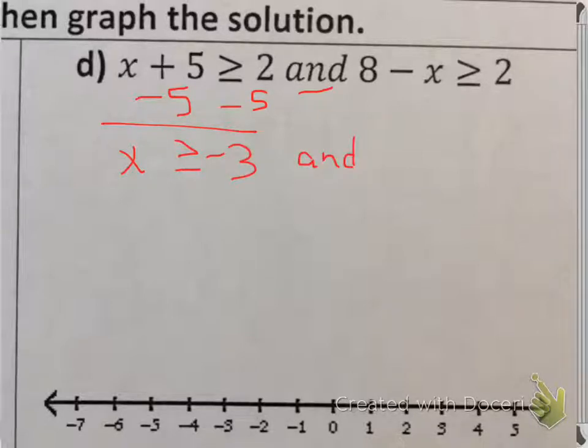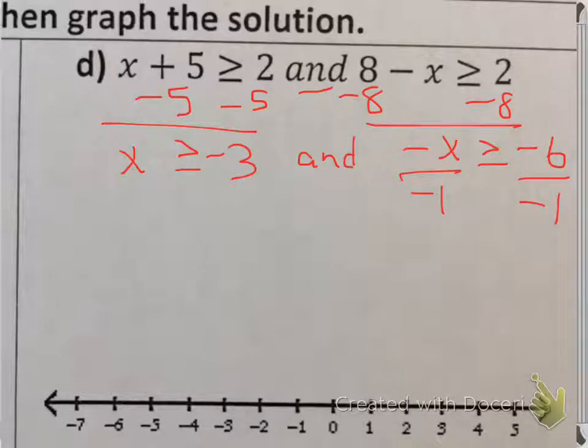And then I have to solve the other one. So I have to first start by subtracting that 8 over, and I get negative x is greater than or equal to negative 6. I have to get rid of that negative on the x, so I'm going to divide both sides by negative 1. And again, alarms going off in my head telling me don't forget to flip that inequality sign because you're dividing by a negative. Negative 6 divided by negative 1 is a positive 6. So these are the two things that I'm graphing here.